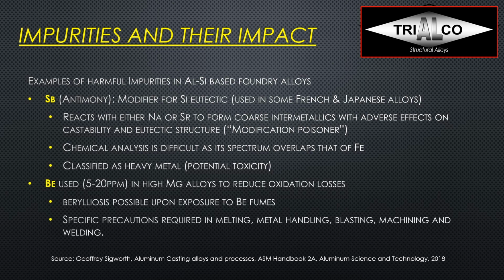And then we have beryllium, and I mean, we have been using beryllium without any problems for decades, but it is used normally just in high magnesium alloys, so it's not a commonly used element in many alloys, not in most of the 300 series alloys, but it's used to reduce oxidation losses. What was found then at one point in time is that you can develop beryllosis upon exposure to beryllium fumes or smoke and dust. You have to be careful, especially when you're melting, of course, the melt handling, and then blasting, machining, welding, or hand polishing the surface of castings that are containing beryllium.